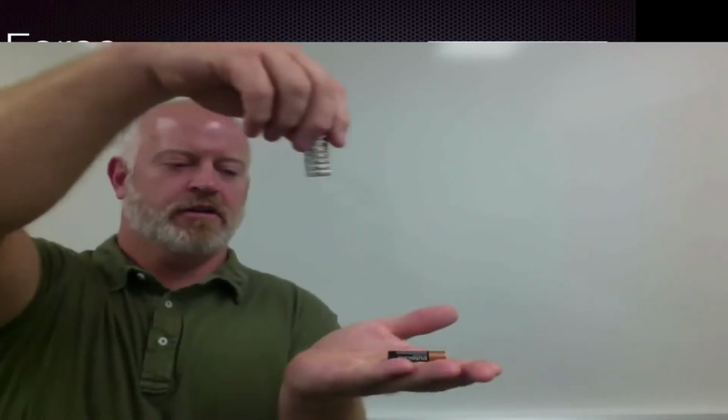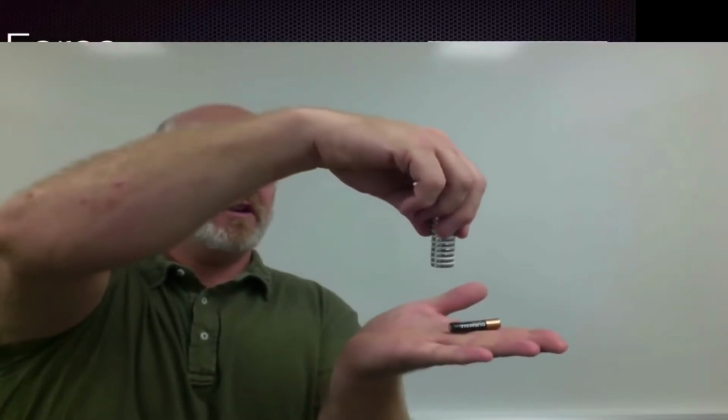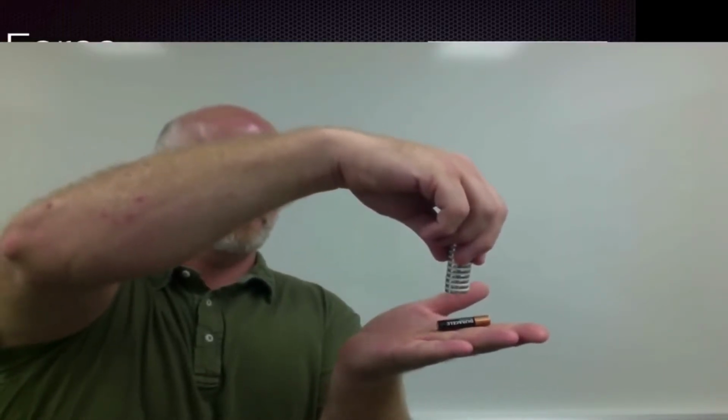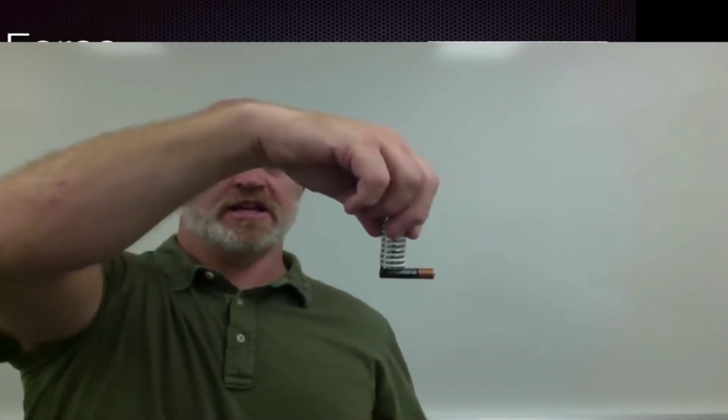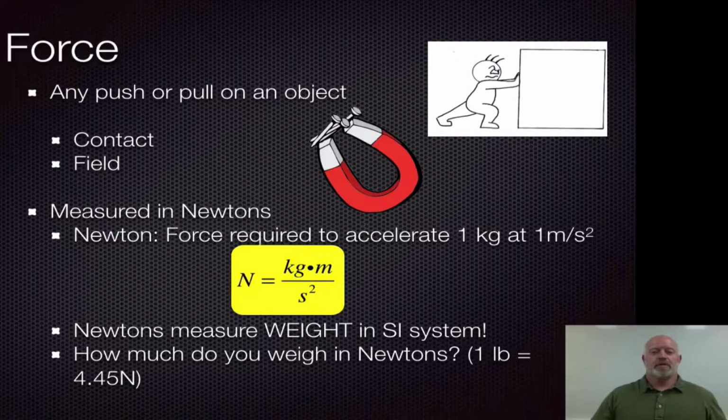Another example, I have a little battery here. And if I just hold my hand here and put this above it, eventually that battery will fly up and attach to that. That's a field force. It's a force that comes from a magnetic field that causes an attraction or a repulsion. So if we have two different magnets pushing away from each other, they actually can repel each other also by force.